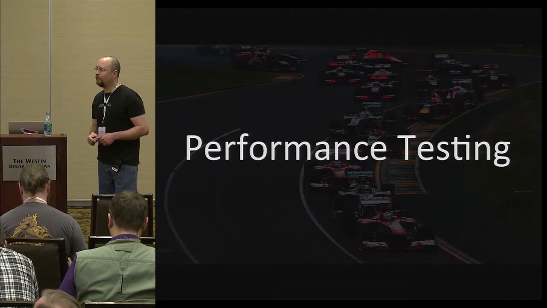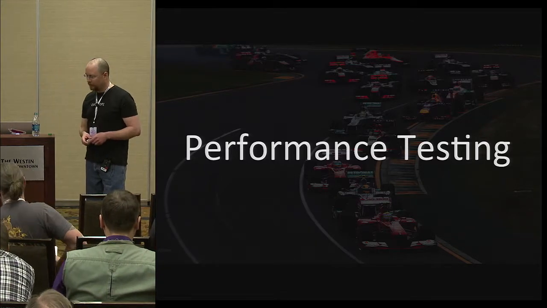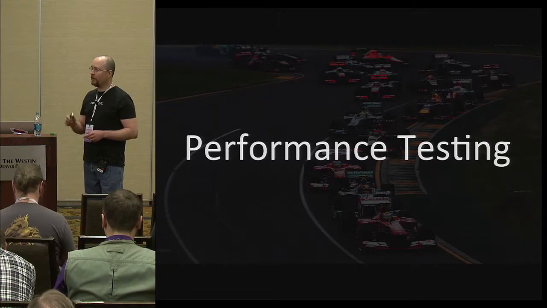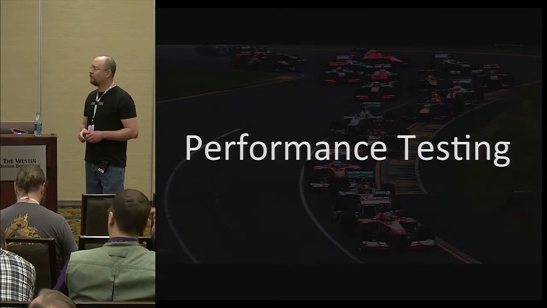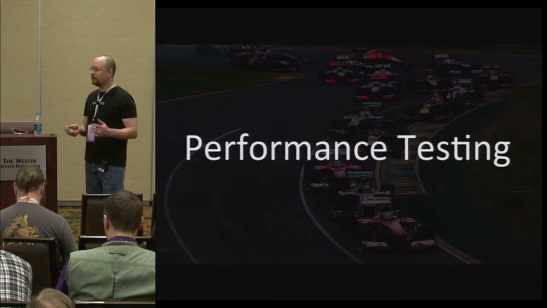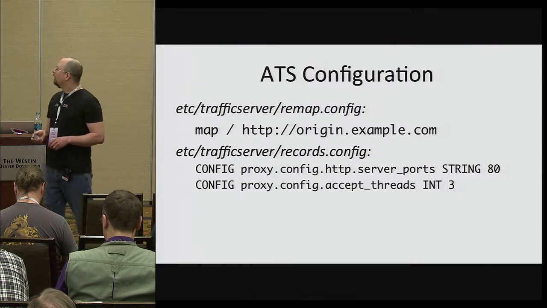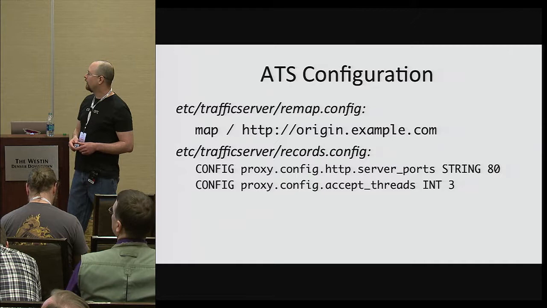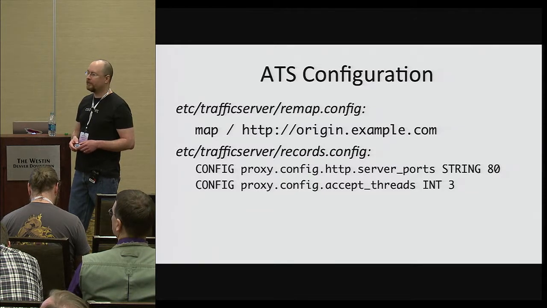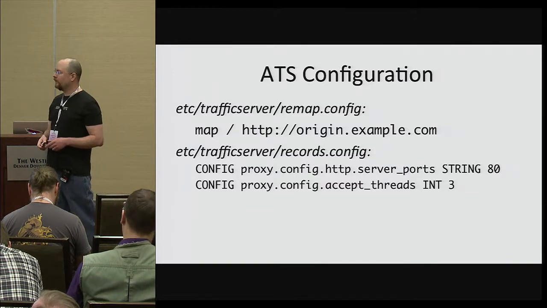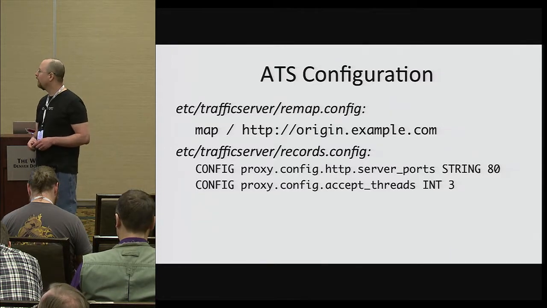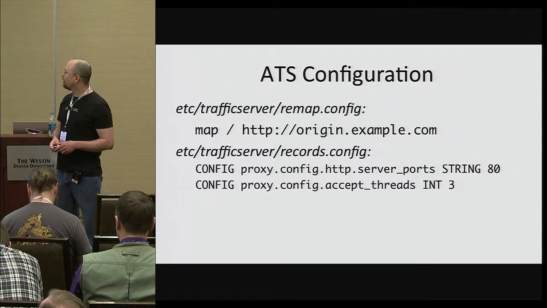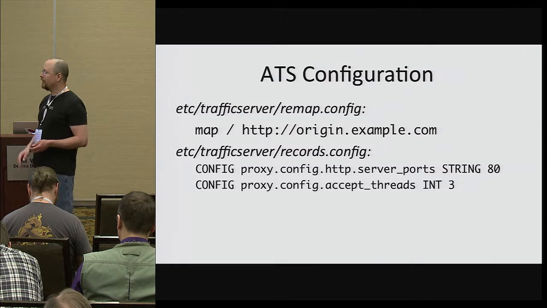So I did some performance testing, did some benchmarks, and also going to go over the configurations that I did with each one of the proxy servers before I actually did the benchmarks. So ATS configuration, it was pretty straightforward. It was 3 lines that I had to add into the configuration files. First one is just map all URLs to your origin server, and that's in the remap config file. In records.config, I had to change the port. The default port is 8080, so I had to change it to 80, pretty basic.